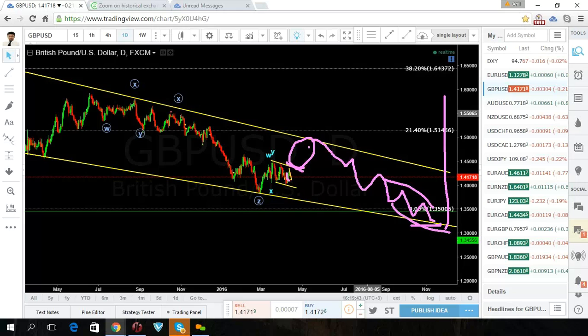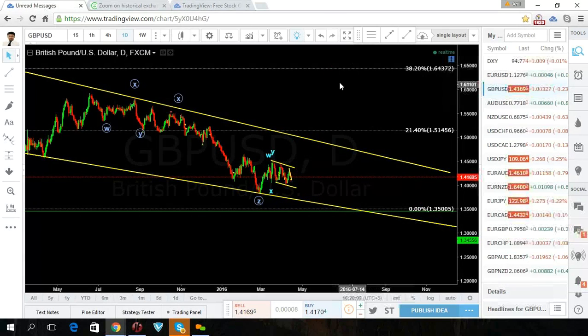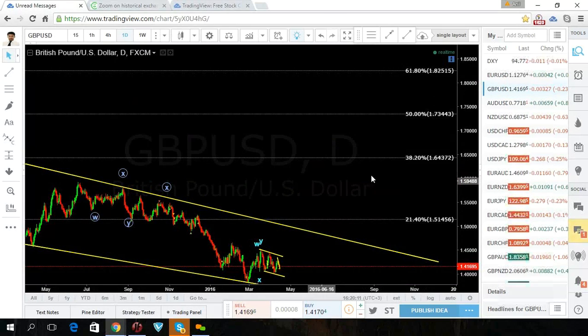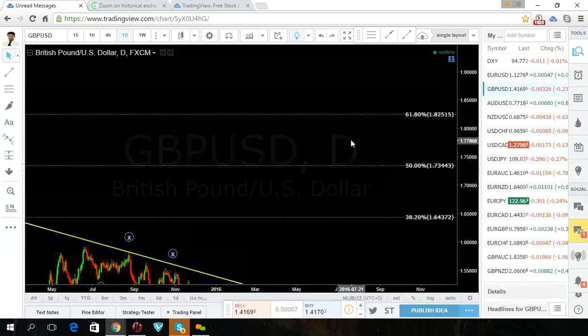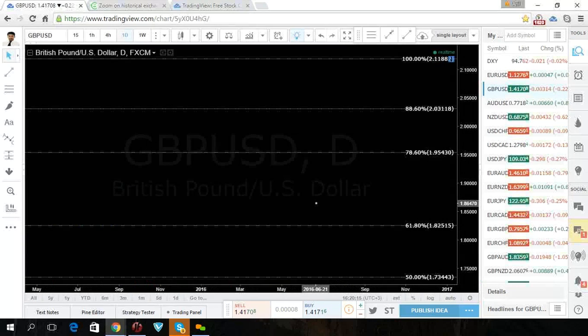So there's a big move to the downside here. First, some more upside, like the euro. First, some more upside, and then a big move to the downside. Right? So we're seeing some kind of a similarity in them. This is not correlation, right? So let's not get started on that. It's not correlation.